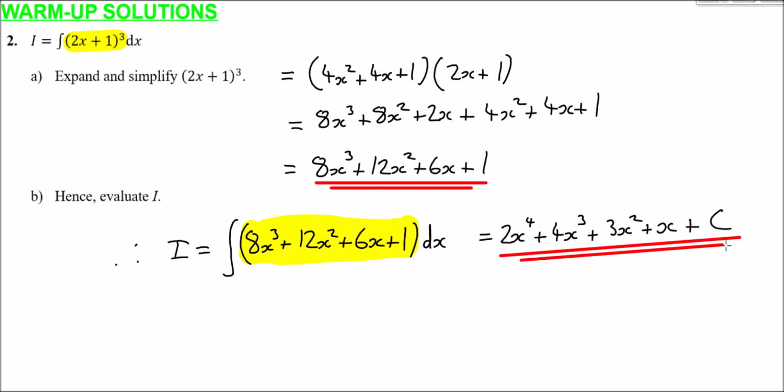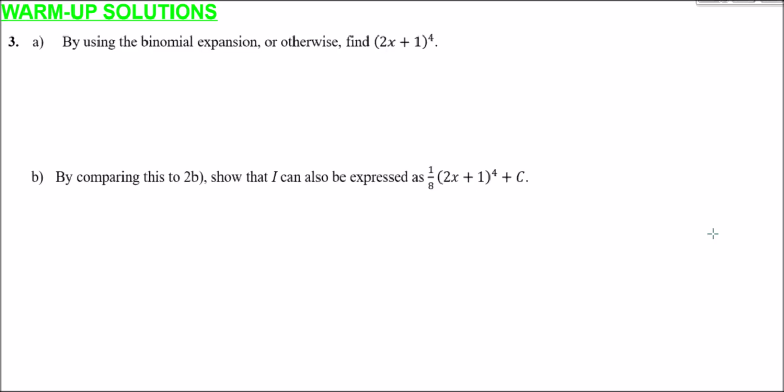Now I'm going to link this with question 3. So question 3 says by using the binomial expansion or otherwise find (2x + 1) to the power 4. So I'm just going to recap the binomial expansion from Year 12. And so (2x + 1) to the power 4 all expanded will be 4 choose 0, (2x) to the power 4, 1 to the power 0. And then this number is going to go 1 higher each time. This will go 1 lower, that'll go 1 higher. But this plus that will always equal 4.